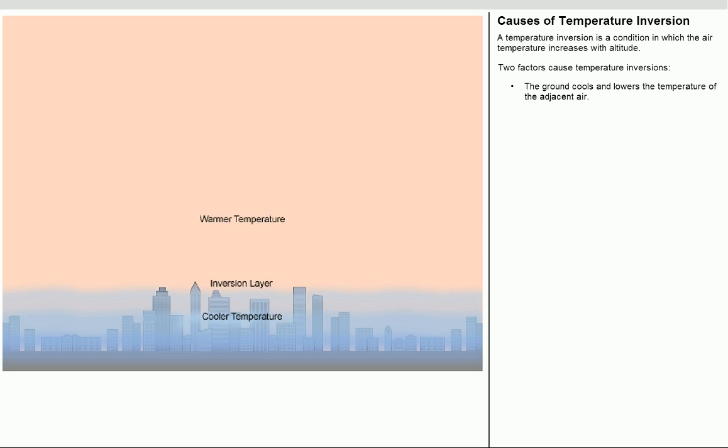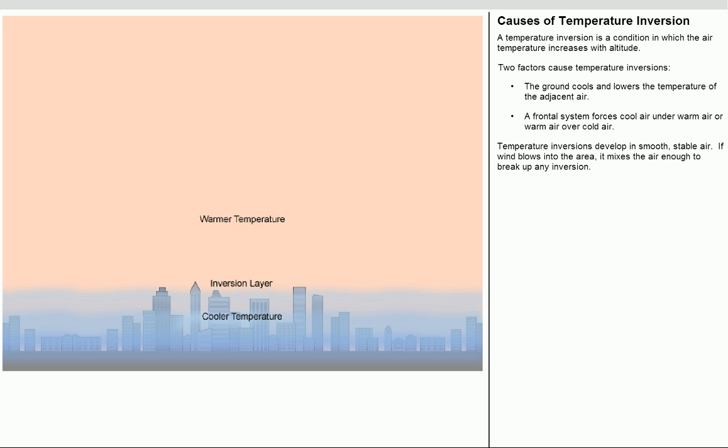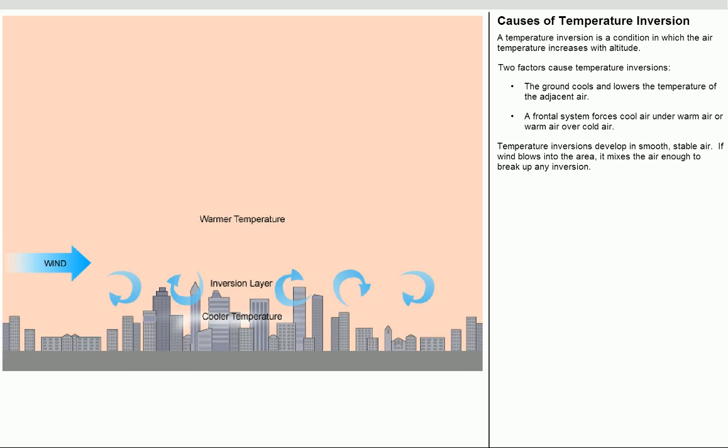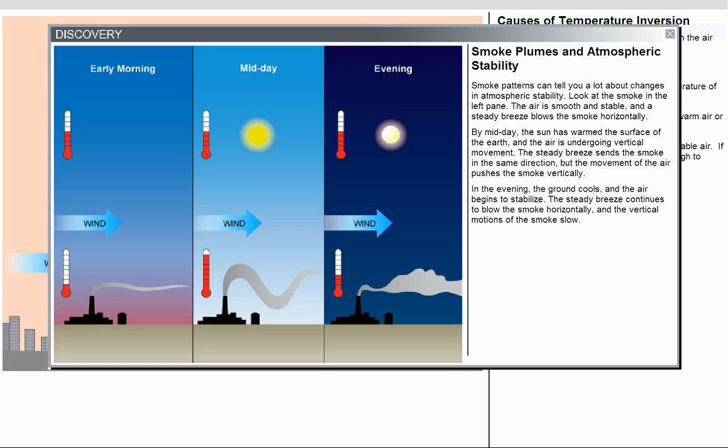Temperature inversions occur near the surface of the Earth on cool, clear nights, when the ground cools and lowers the temperature of the adjacent air within a few hundred feet. An inversion can also occur as a frontal system moves into an area and forces cool air under warm air, or warm air over cold air. Temperature inversions develop in smooth, stable air that contains little or no wind or existing turbulence. If wind blows into the area, it mixes the air enough to break up any inversion.